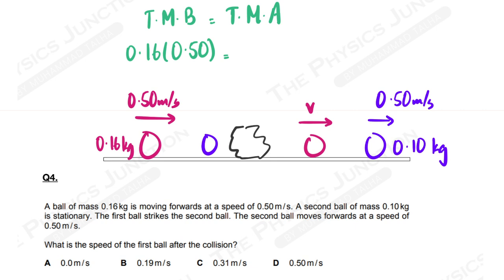Total momentum after is 0.16, the object in this pink color, 0.16 v, plus the momentum of the second ball, which is 0.1 times 0.5. From here on out, this is just math. So we just rearrange the equation and find v, which turns out to be 0.1875, or 0.19 meters per second, correct to 2 SF.